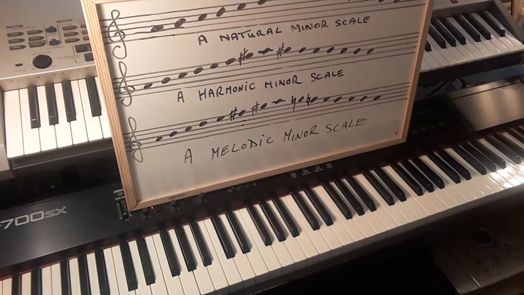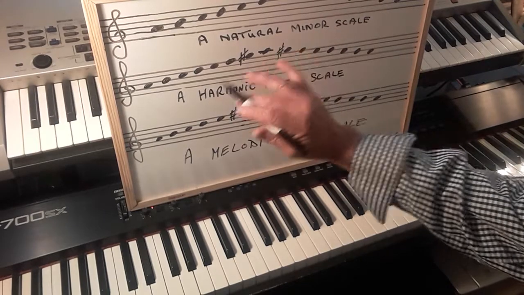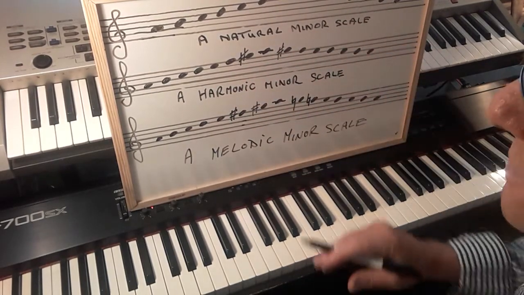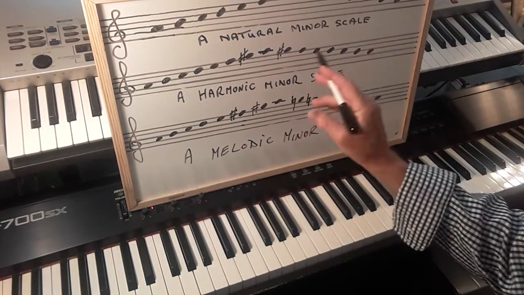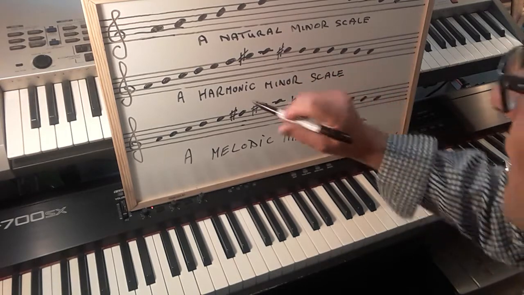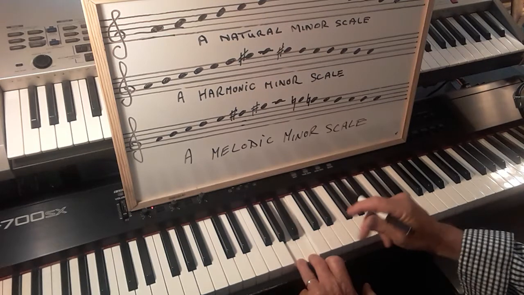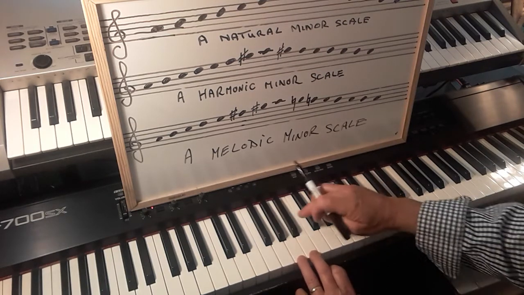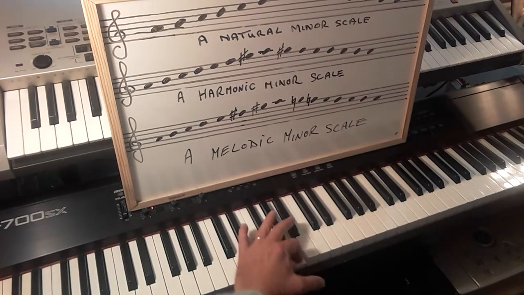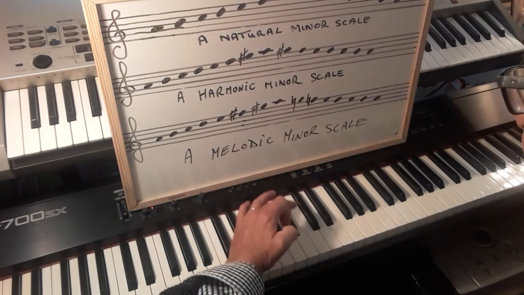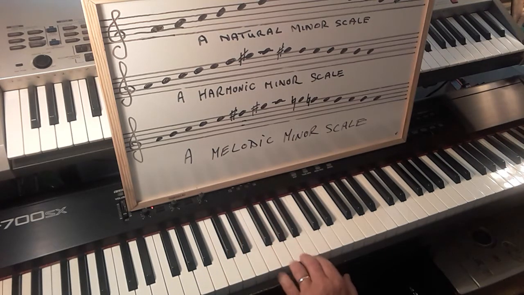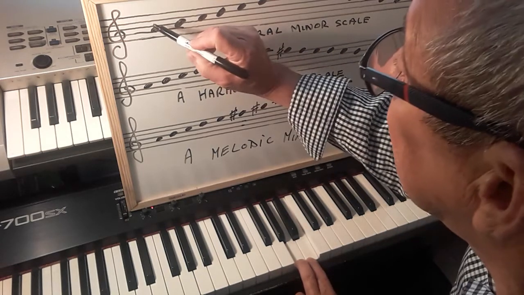Okay, and right. I'm going to show you the formula or the pattern in tones and semitones for the natural minor scale. So from A to B is a tone. You've got the one in the middle. So from there to there, the semitone. From there to there is a semitone. Okay. So that is a tone.